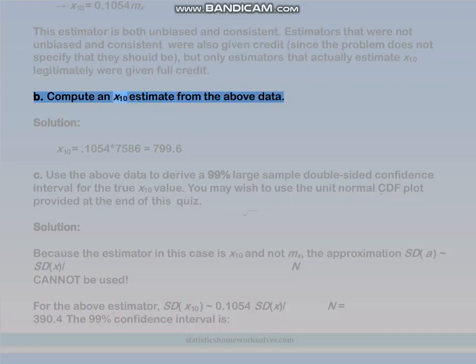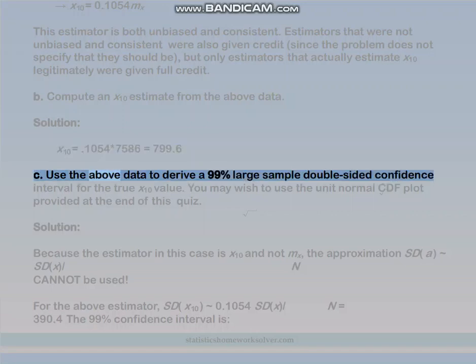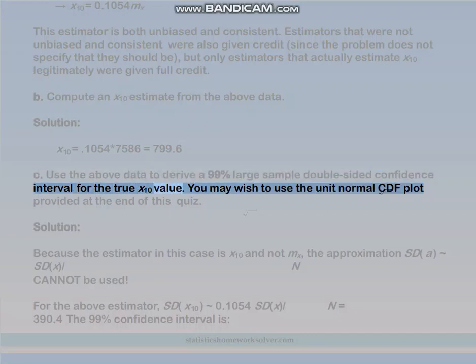B. Compute an x10 estimate from the above data. Solution. x10 = 0.1054 times 7,586 is equal to 799.6. C. Use the above data to derive a 99% large sample double-sided confidence interval for the true x10 value.